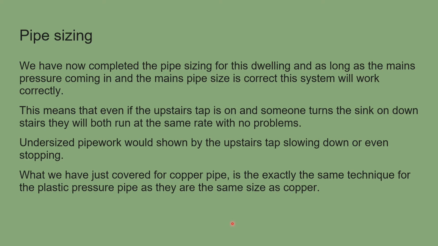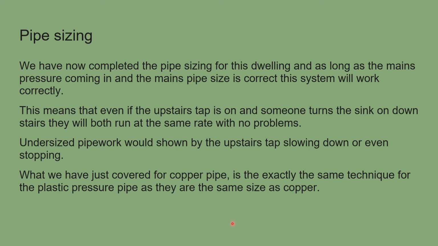And basically what should happen is someone should have the upstairs tap on, usually washing their face, or they could be in the shower, whatever they're doing, and then someone could turn the tap downstairs on. They should both stay the same rate with no problems. If you undersize it though, the upstairs tap tends to be the one that gets starved. It'll either slow down and I've even known them to stop. So you've got to get the pipe sizing correct. All right, so bear that one in mind when it comes to fault finding.